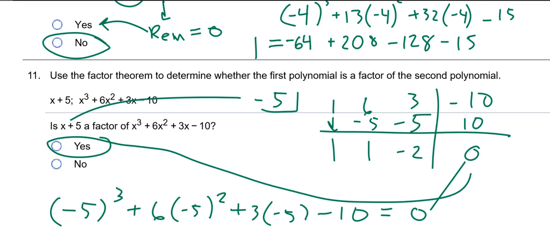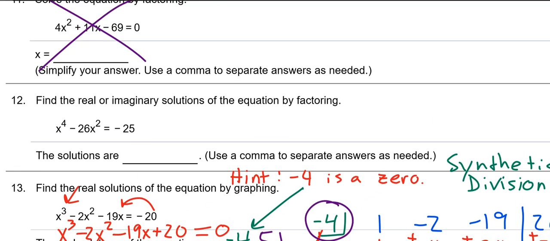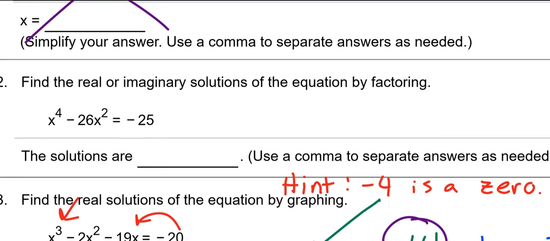Now, I want to show you one other question from section 5.3 that we didn't get to yesterday. So I'm going to flip back to 5.3, and I want to go to 5.3, question 12. Okay, so let me flip back here quickly and find question 12. Okay, so in this particular question, what I'd like to do is move this to the other side. So that's x to the 4th minus 26x squared plus 25 equals 0.